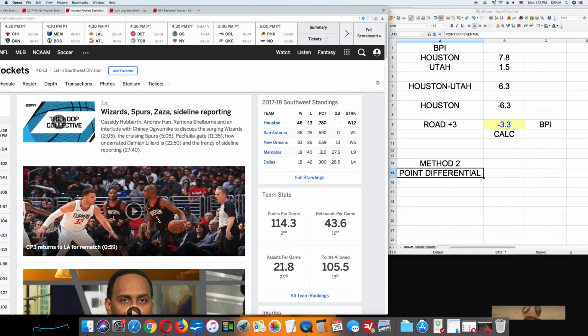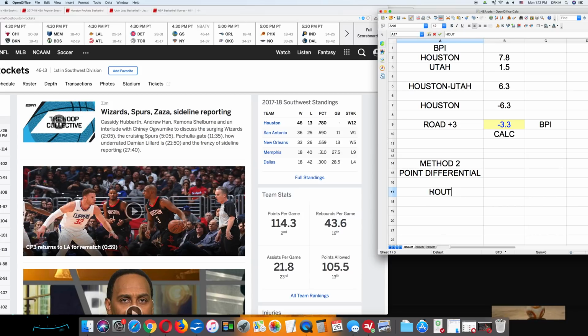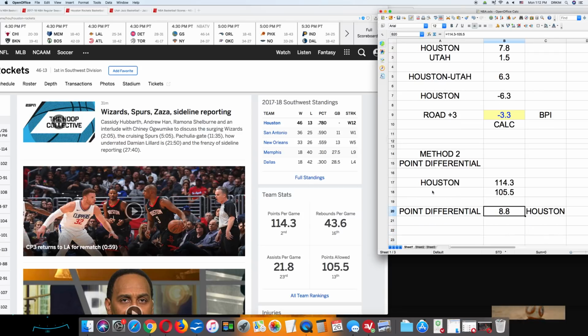Now the Houston Rockets, on average, score 114 points per game, and they allow 105. To get the point differential for Houston, you would subtract these two numbers, so that would be 114.3 minus 105.5. Offense minus defense. That's point differential. Hit return, and that gives you 8.8. That's Houston's point differential, and that's using the seasonal stats.